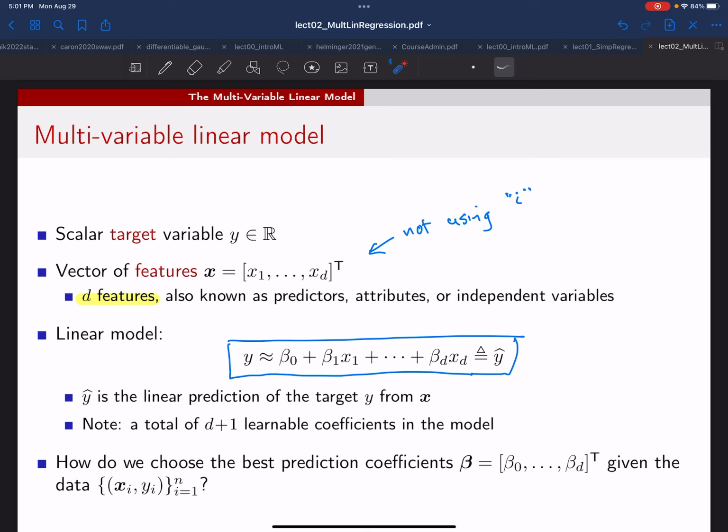In the last unit, we had 2 coefficients to learn. Now we have d plus 1 coefficients to learn, all these different betas. So the key question for this unit is, how do we choose all these different beta vectors for our given data set?